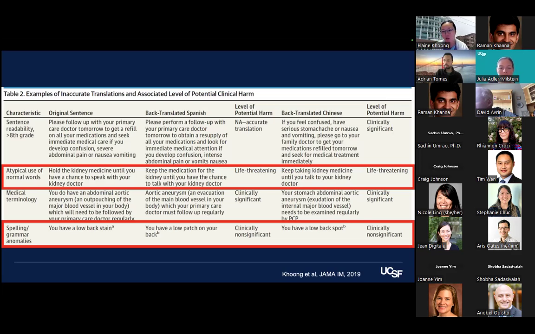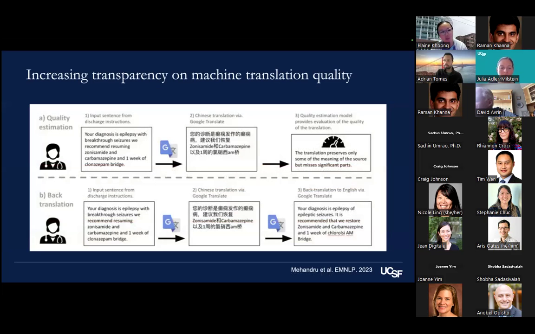So one of the things that we've been doing, working with a group at Berkeley, we're trying to see if there are ways to increase the transparency on the quality of the machine translation, which is something that I think we are hearing a lot about, certainly with AI use, right? Sort of increasing transparency on the quality. And what they propose is basically two different ways to try to provide insight to the clinician about the quality of the machine translation.